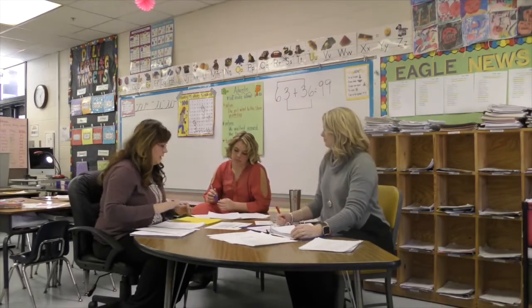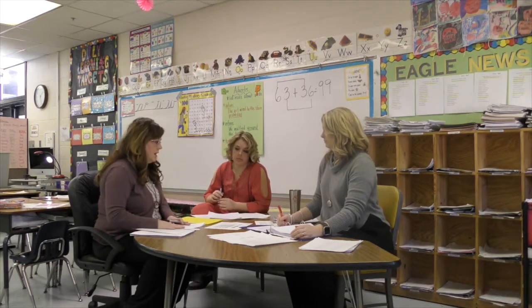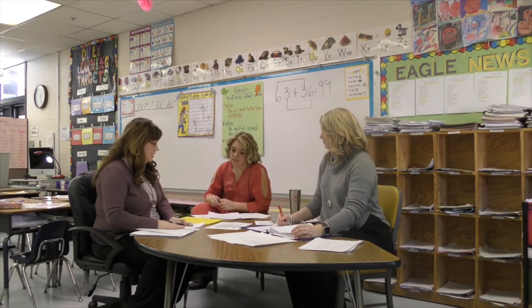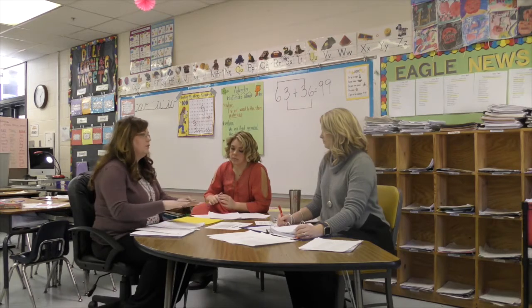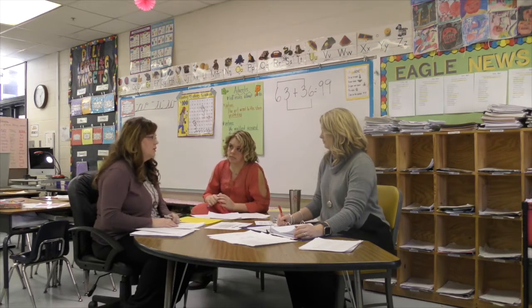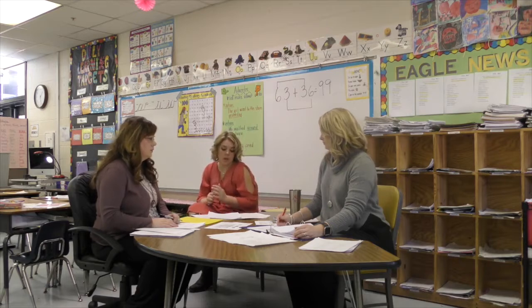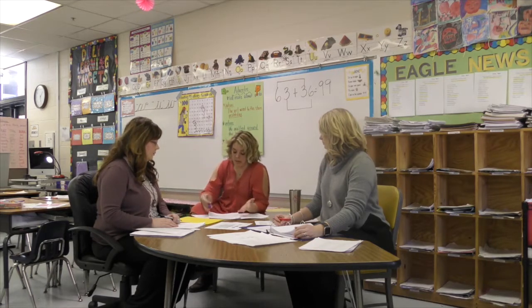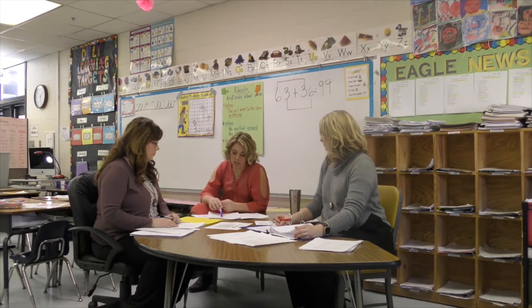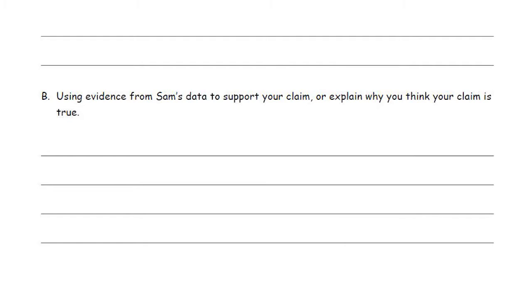Okay guys, now that we have already given our task and we've done the analysis on our task, today we are going to do a little discussion of the different things that we saw among our student responses. One thing that I really noticed whenever I was analyzing the data is the use of the word "or" on Part B, where it says to use evidence from Sam's data to support your claim, or simply explain why you think your claim is true.